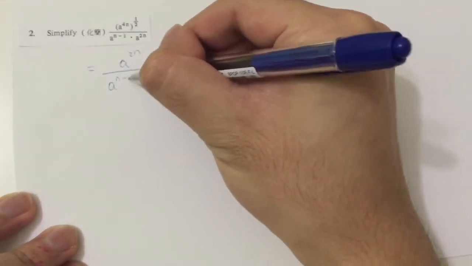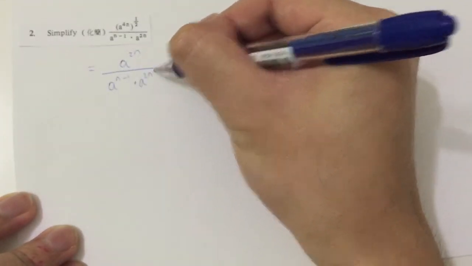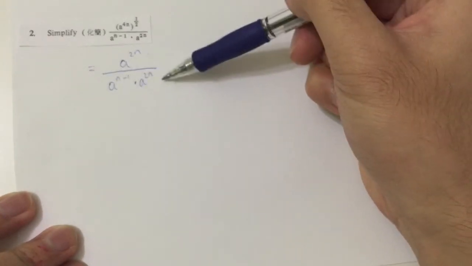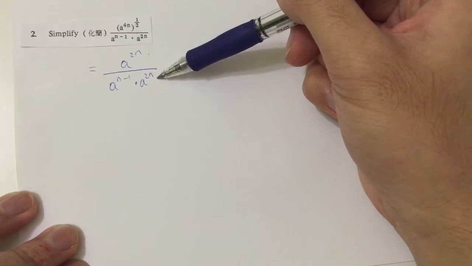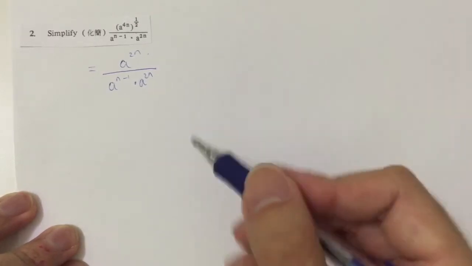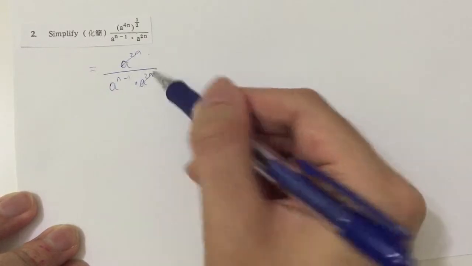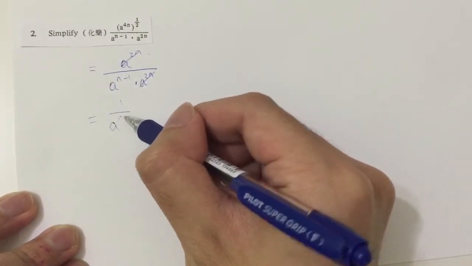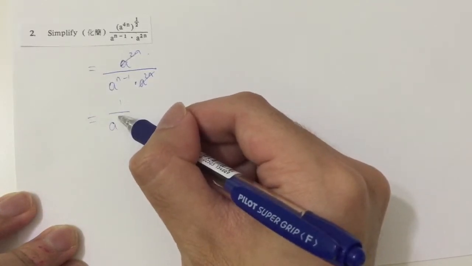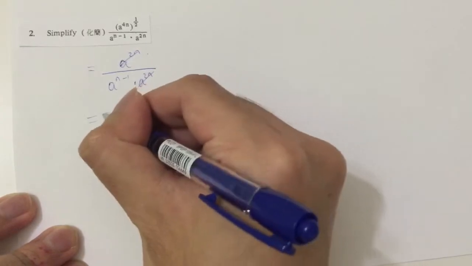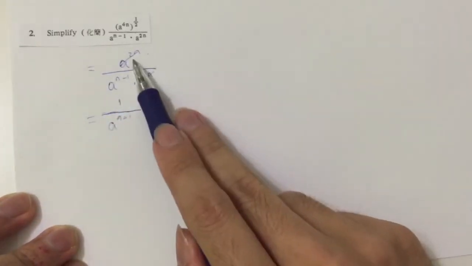We simply copy down the bottom side, and then you would notice the top and the bottom has exactly the same value. In this case, we can quite simply cancel them out. Cancel. And we are left with a to the power of n minus 1 at the bottom and 1 on top, because this has been cancelled out.